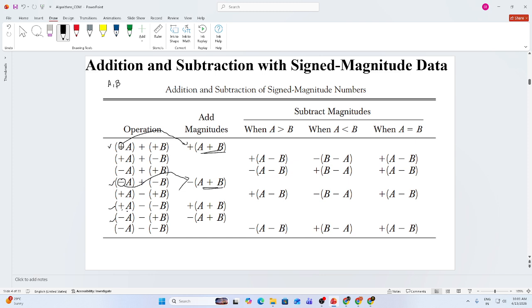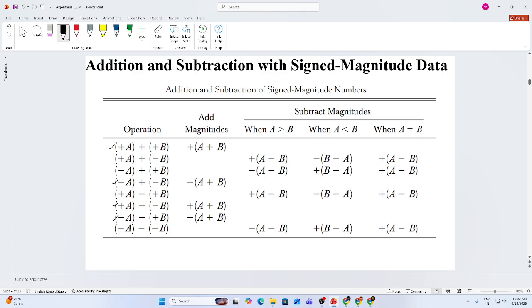Similarly, right? So let us now define for addition. Out of the 8 cases, two cases of addition need addition, and in subtraction, two cases also need addition. So what are those cases? This case in case of addition, and similarly this case in case of subtraction, we need to perform addition, and the sign of the result is the same as the sign of A, right?